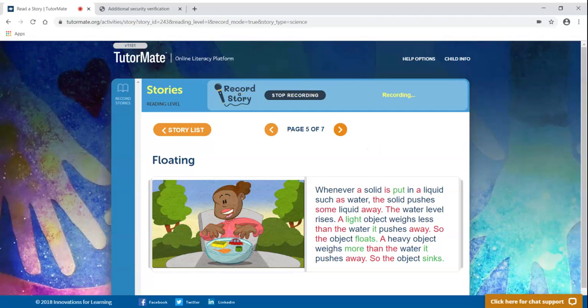Whenever a solid is put in a liquid, such as water, the solid pushes some liquid away. The water level rises. A light object weighs less than the water it pushes away, so the object floats. A heavy object weighs more than the water it pushes away, so the object sinks.